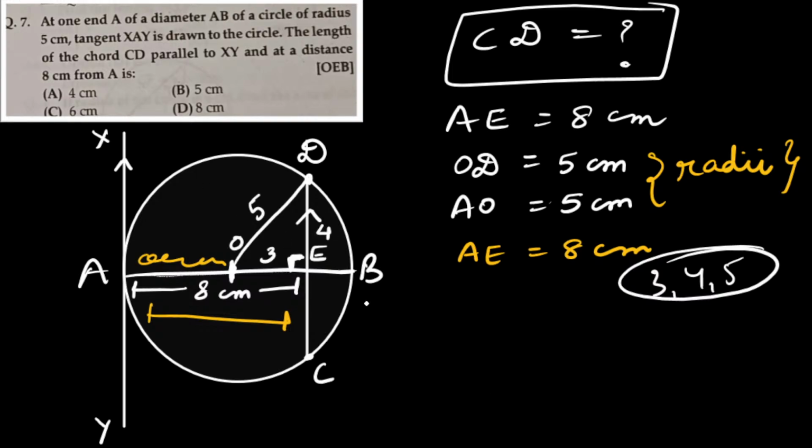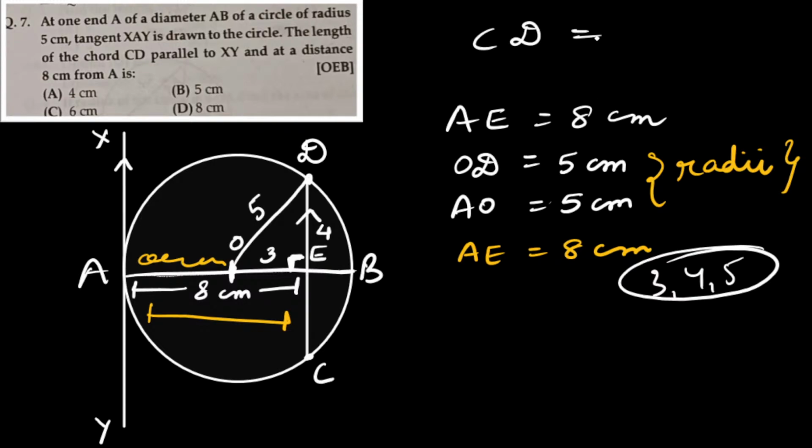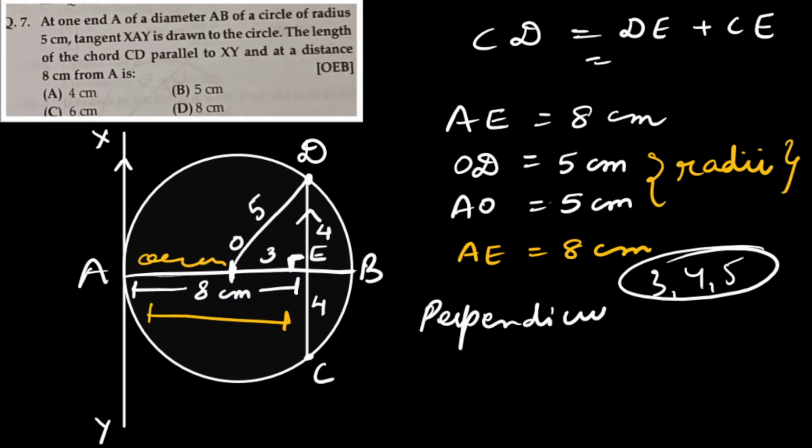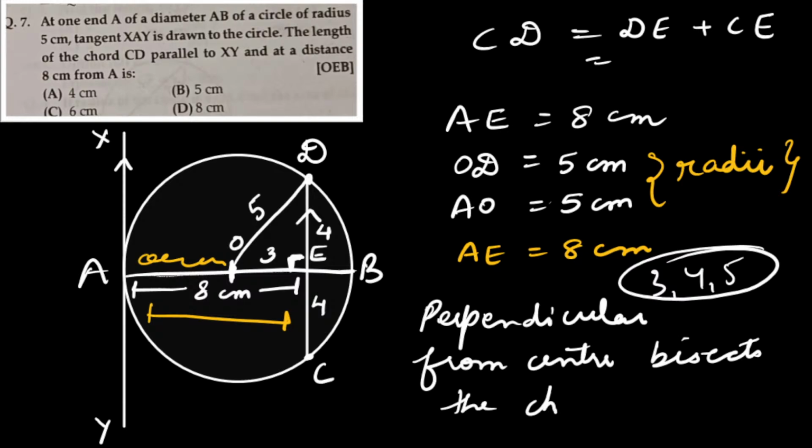So we found DE, but we have to find the length of CD. CD is actually DE plus CE. Similarly, this will also be 4. You can just remember one concept: perpendicular from the center bisects the chord.